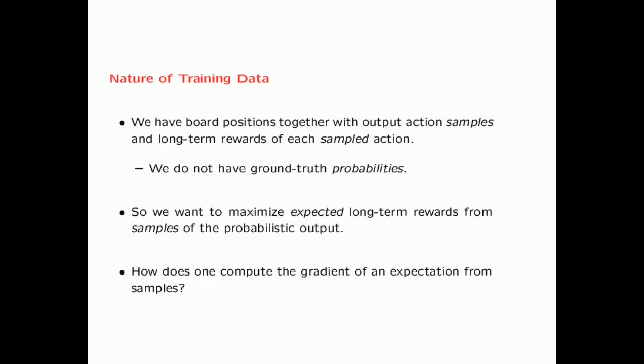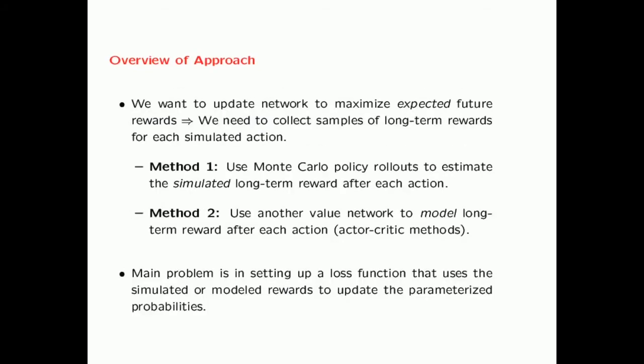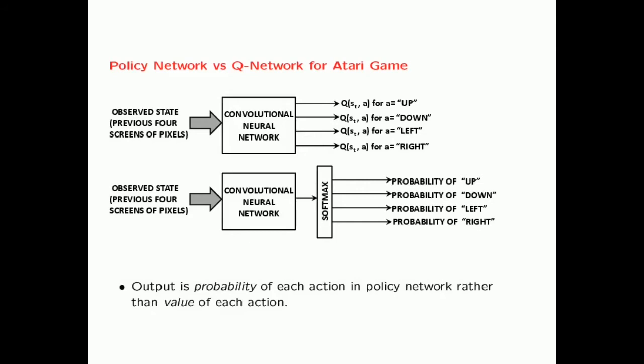Now, look at the situation over here. Look at the nature of the training data. You have these board positions and the output action samples, a long-term reward for each sampled action, but you don't have the ground truth probability. So this is one issue in policy gradients which is very different from value networks. In value networks, you're trying to model values, and you can also simulate the ground truth long-term value using Monte Carlo simulation. So it's very easy to set up a loss function and the targets, because what you're outputting is very similar to your ground truth value.